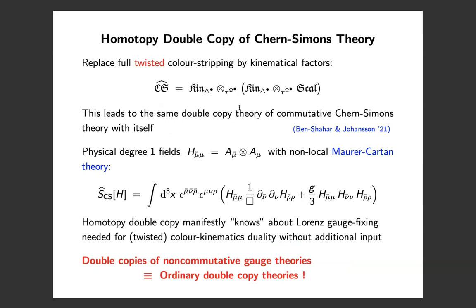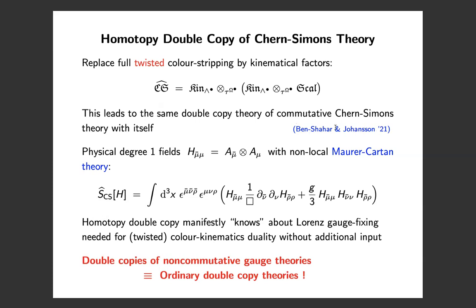And the point is here, there's no non-commutativity anymore. This is the same double copy you would have gotten if you just started with ordinary commutative Chern-Simons theory. Although this was the first time that it was written down in this homotopy double copy language. And you can show that the double copy theory agrees exactly with the known double copy theory that was written down by these people based on more physics-oriented approaches to the double copy.